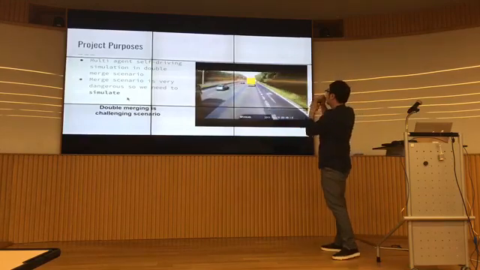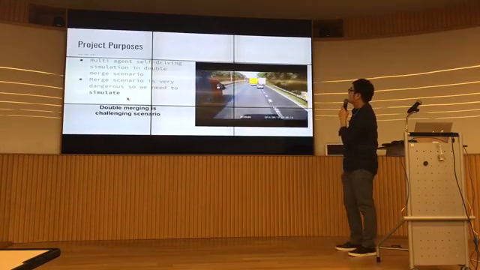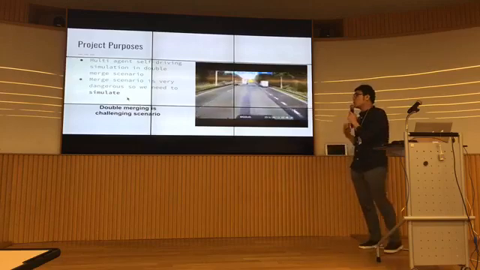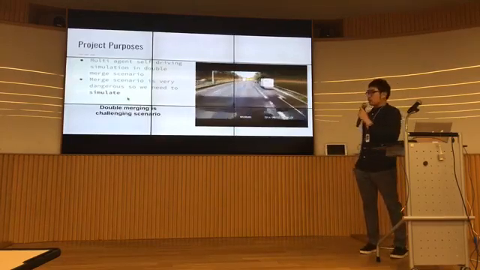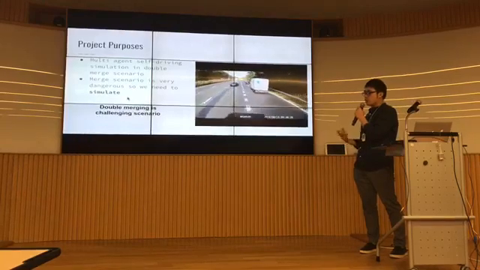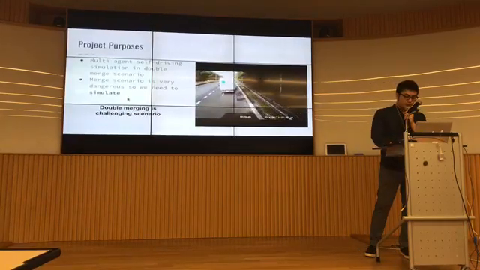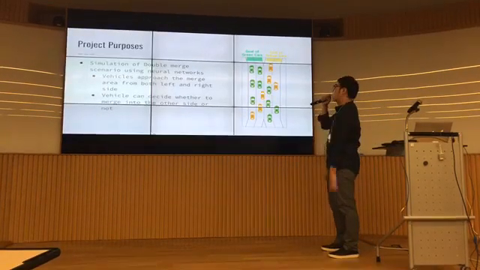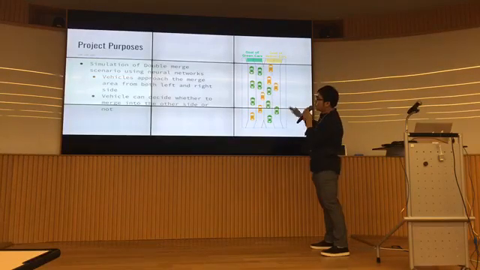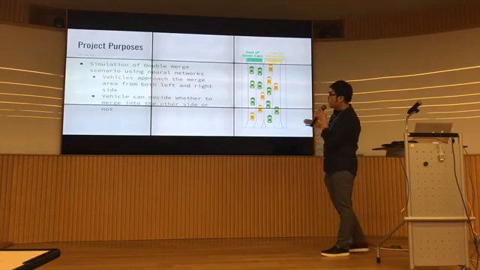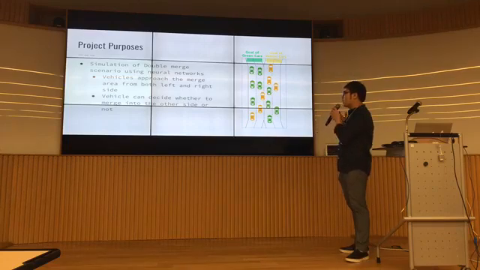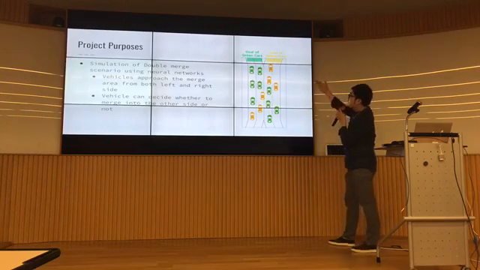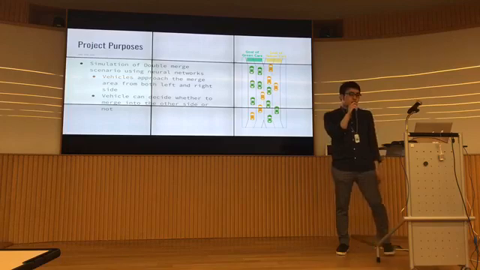The driver wants to take the rightmost lane, but there is a car. So the double merge scenario is very challenging, and we have to solve it using simulation. This is a detail of my simulation scenario. Vehicles approach the merge area from both left and right, and a vehicle can decide whether to merge into the other side or not. In this picture, the green car has to get to the green zone, and the yellow car has to get to the yellow zone.